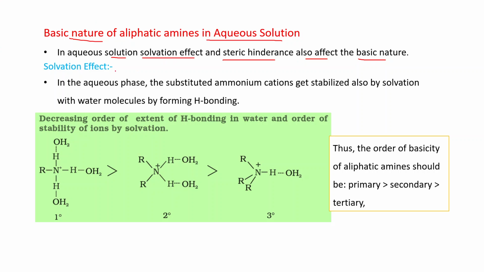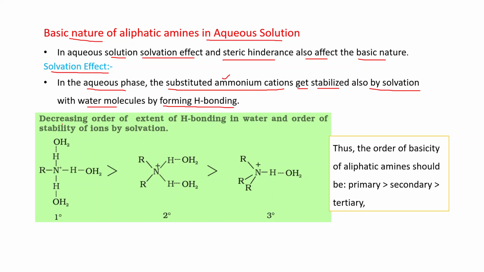Okay, first we'll discuss what the solvation effect is. In the aqueous phase, the substituted ammonium cation. Substituted ammonium cations means that after getting a proton from the acid, the amine converts into a substituted ammonium cation. And this substituted ammonium cation also gets stabilized by solvation with water molecules by forming hydrogen bonds.